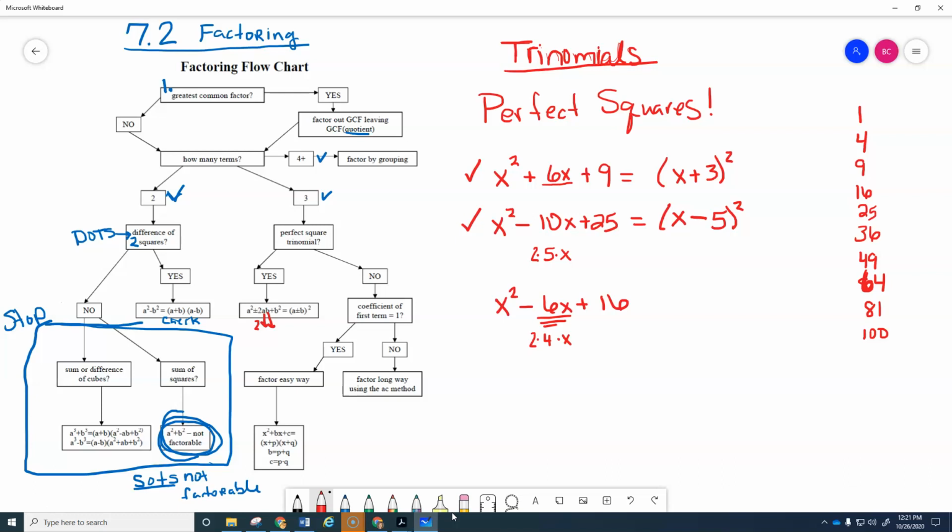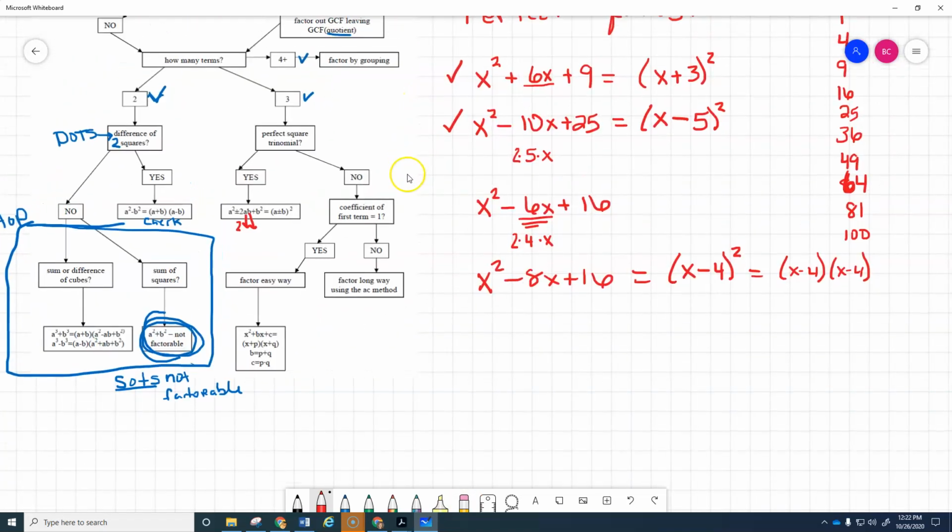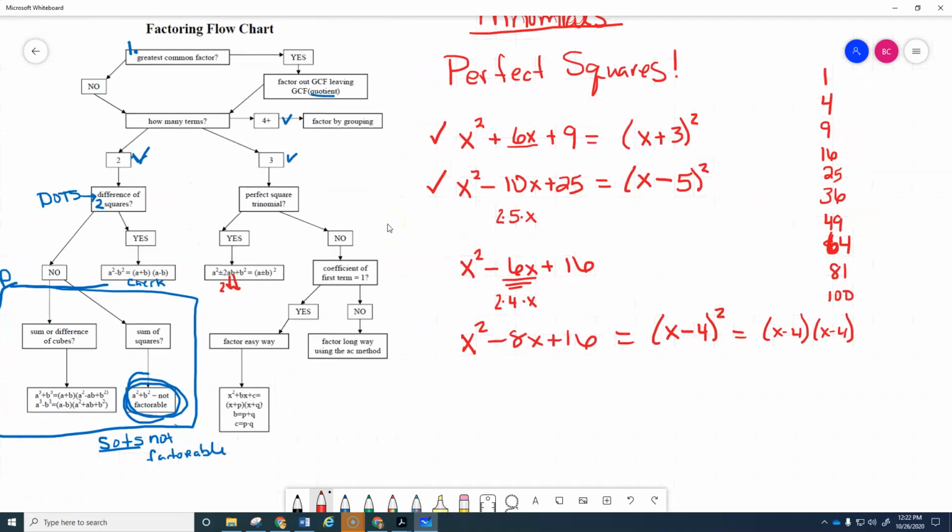So if this had been x squared minus 8x plus 16, now it would be okay. And how would that factor? x minus the root of that, which is 4, squared. Or, of course, you could write x minus 4 times x minus 4. Okay? Recognize if it's a perfect square. I'm going to do one more example using the flowchart.